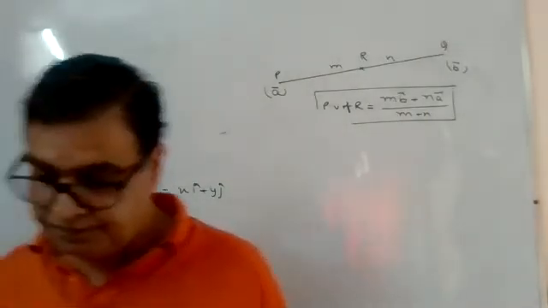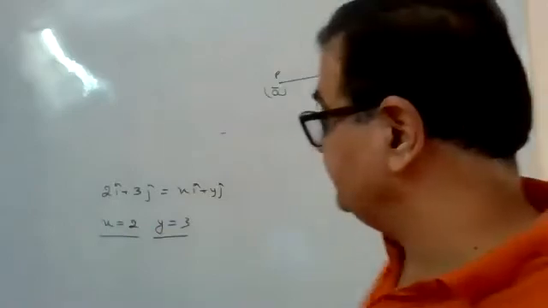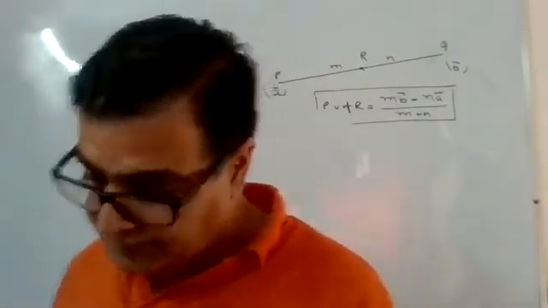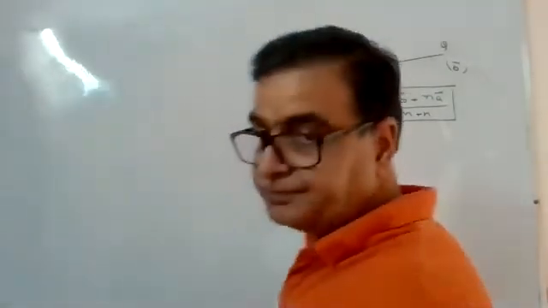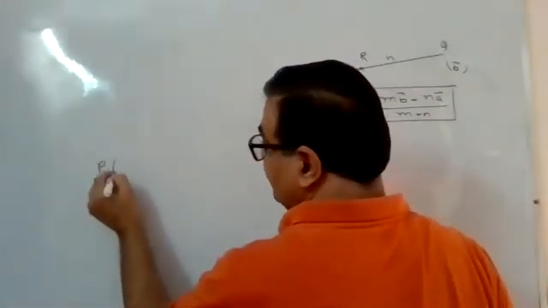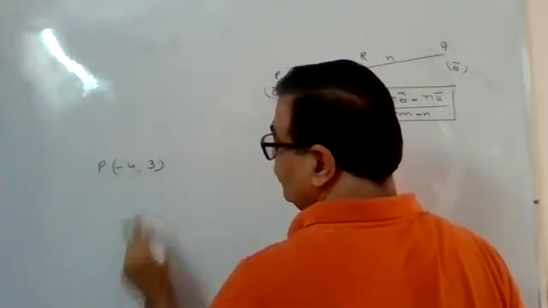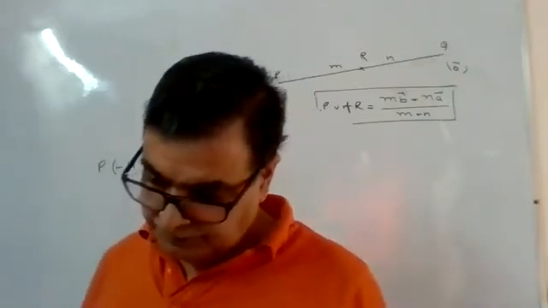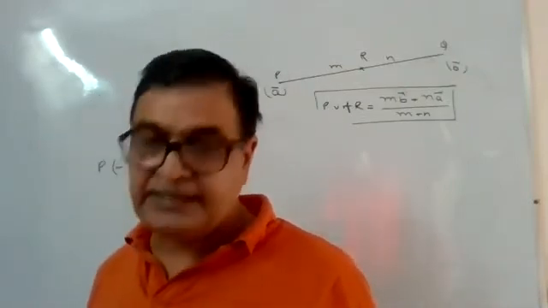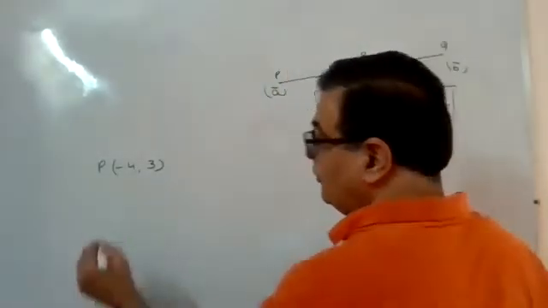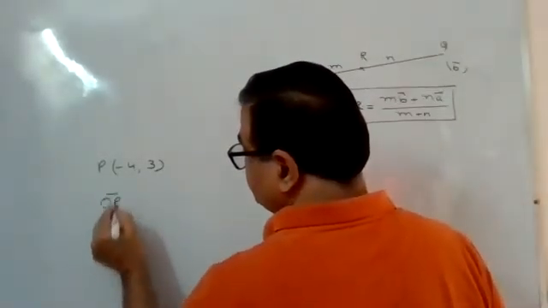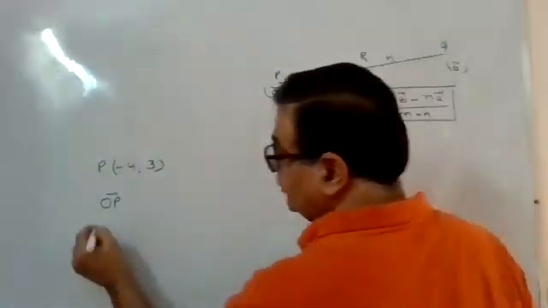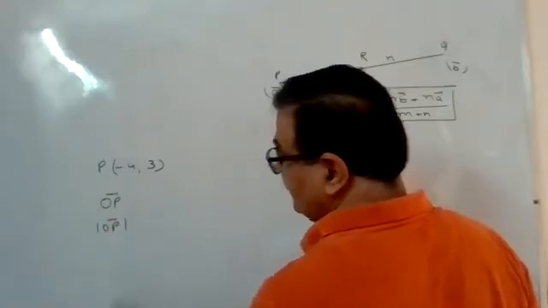Next question please. Let O be the origin and P a point having coordinates minus 4, 3. Express OP vector in its component form and then find out the magnitude of this vector.